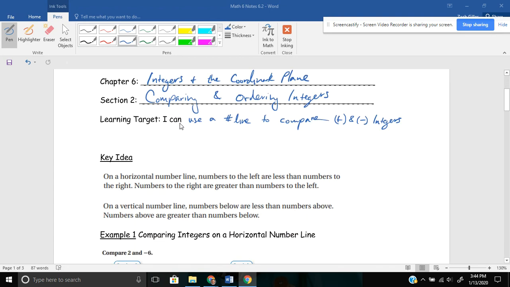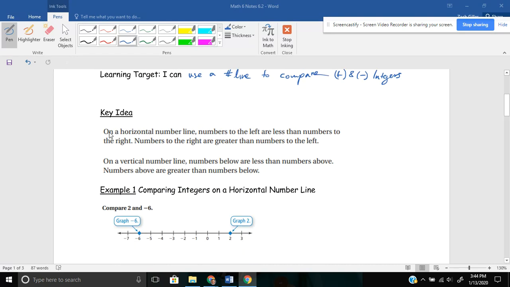Okay. So for our first key idea, what we need to remember is that numbers to the left on a number line are always less than numbers to the right. That's always going to be the case. And numbers to the right are always greater than numbers to the left. Right? You'll see that here in just a second.